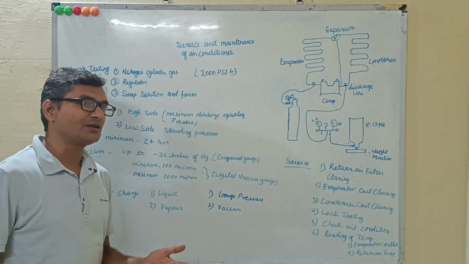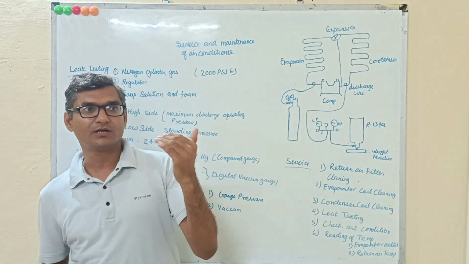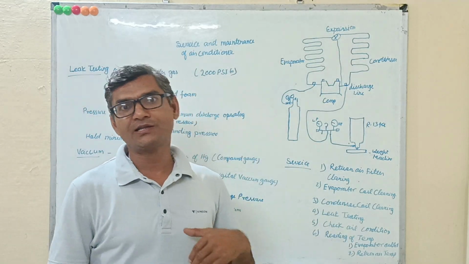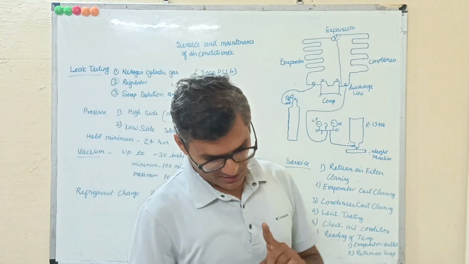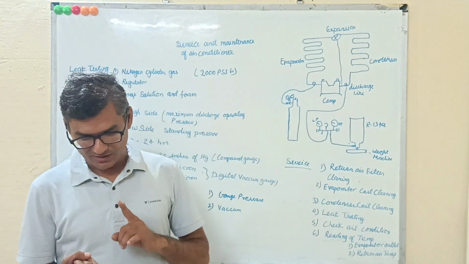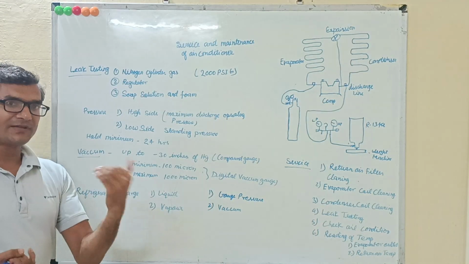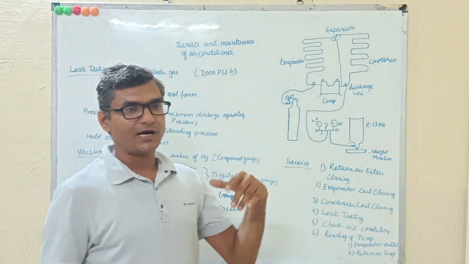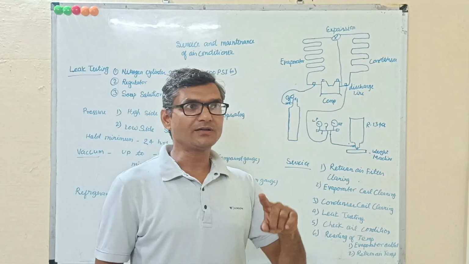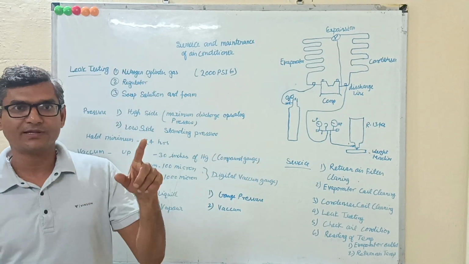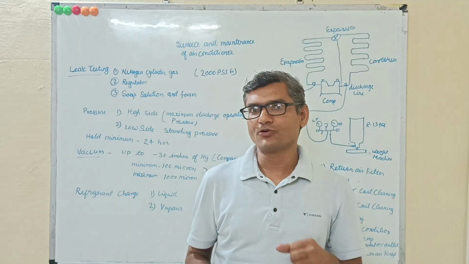In the split air conditioner, it is divided into two parts. One is called the indoor unit, another is called the outdoor unit. In the indoor unit, the evaporator coil and blower are inside. The outdoor unit has the condenser and compressor, and a liquid line is interconnected between the indoor and outdoor unit. The electronic components are also in the indoor unit.